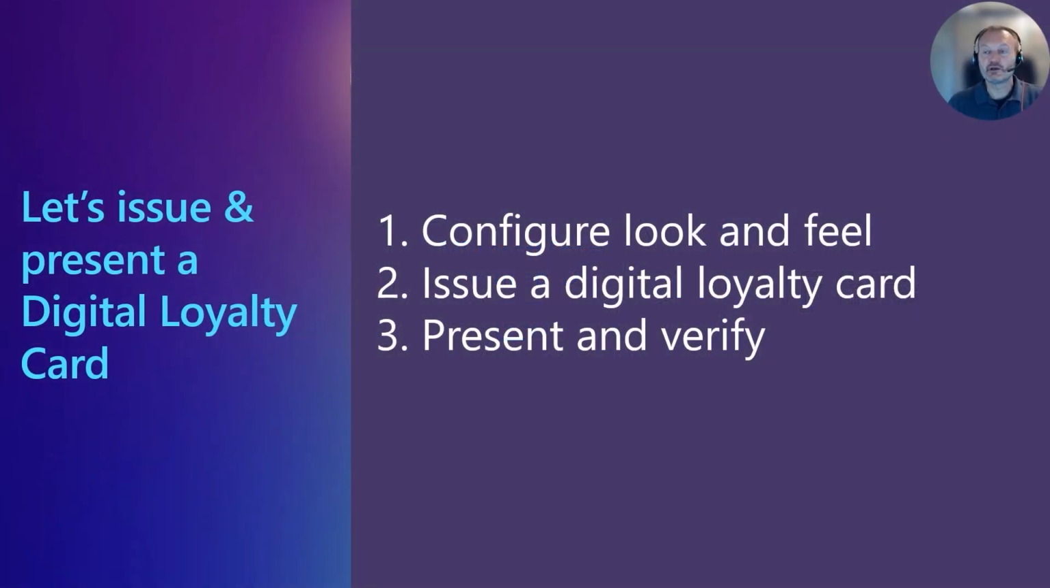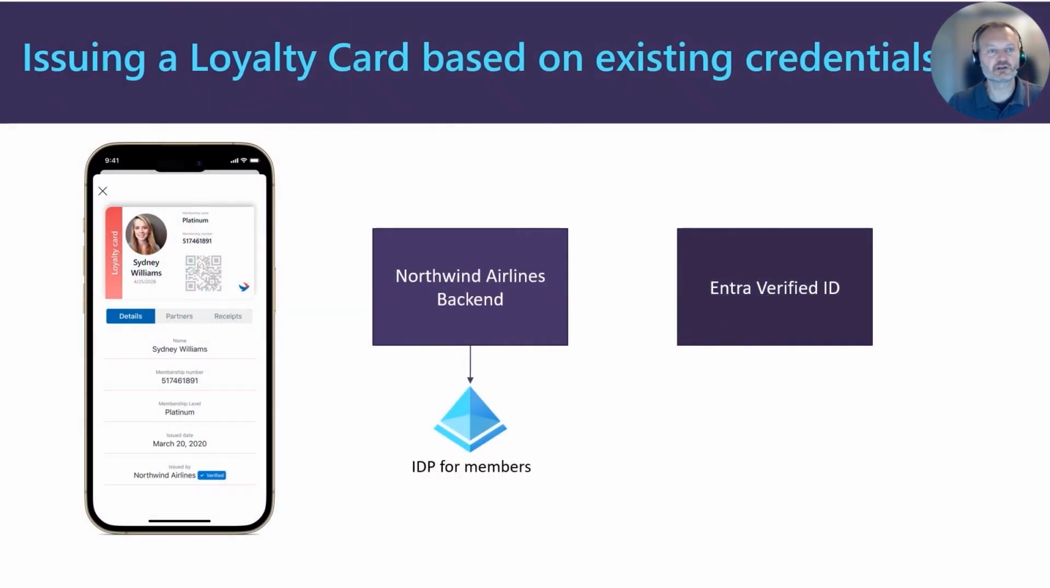So let's issue and present a digital loyalty card. We're going to do this in 3 steps. First, we're going to configure the look and feel of the card. Second, we're going to issue the digital loyalty card to the wallet. And third, we're going to present it and verify that it works. But first, let's see how the architecture looks for this procedure.